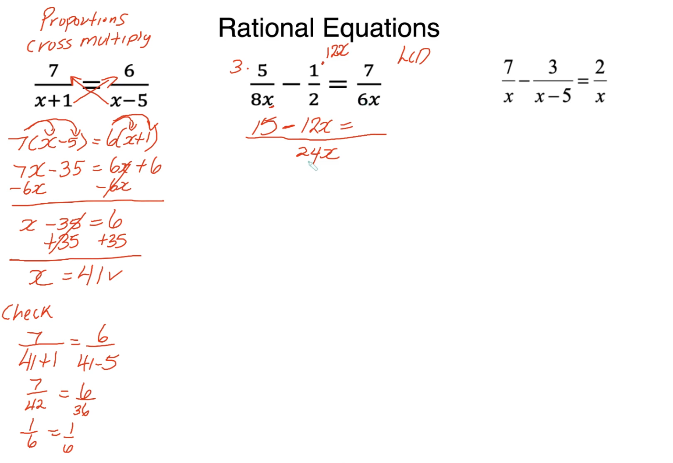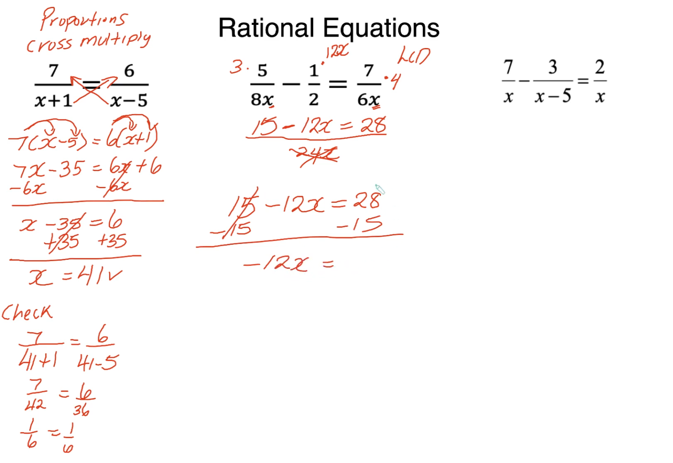Equals, now this is 6. I need to make it 24. So I need to multiply by 4. And this has an x already, so we don't need an x. So that will just be 7 times 4 is 28. Now, once you have the LCD, you don't need that anymore, so we can just get rid of that. Focus on the numerator. So I'm just going to focus on 15 minus 12x equals 28. So now we just have to solve for our x. So I'm going to subtract 15 from both sides. So this will be negative 12x equals, and if I subtract that, I'm going to get 13.